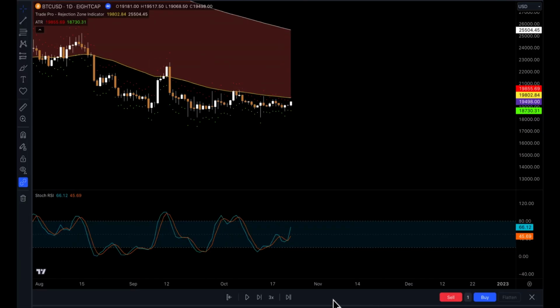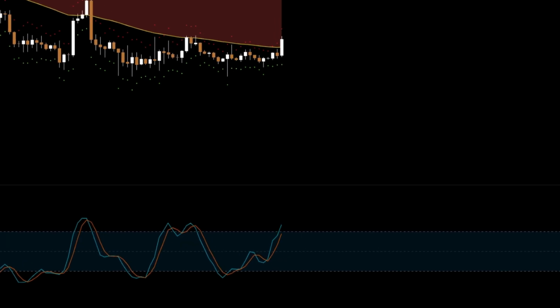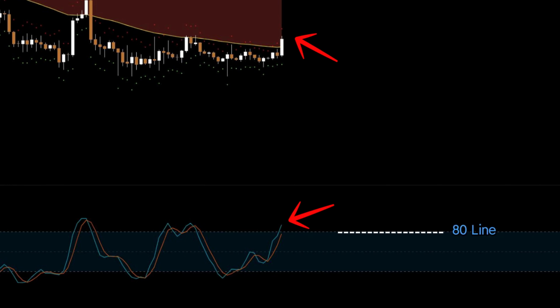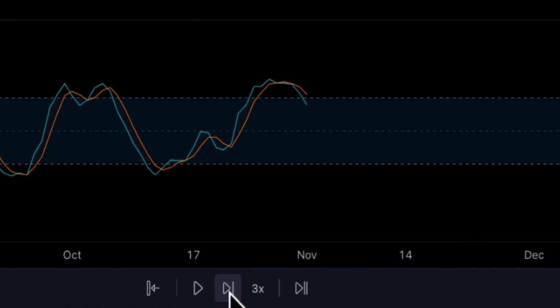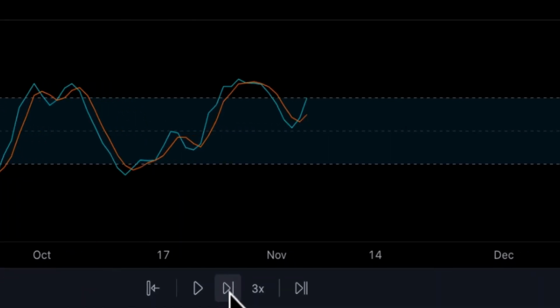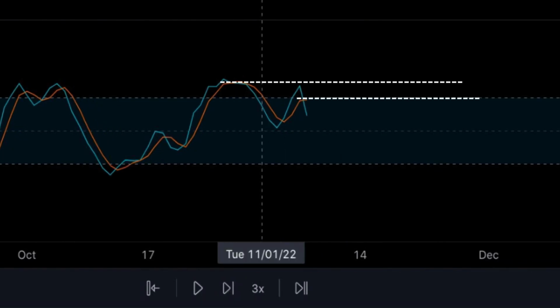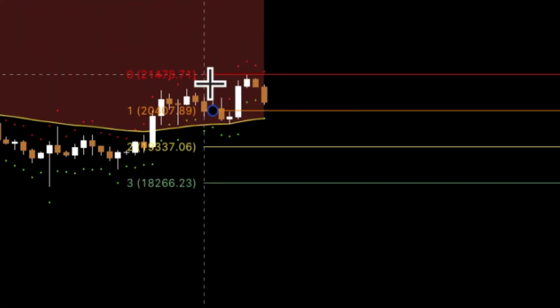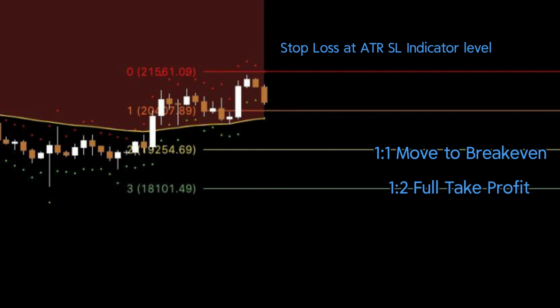targeting 1-to-1 to move your stop to break even, and then 1-to-2 to take full profit. For the short entry, when the 50 EMA is below the 200, we look for a pullback candle closing above the 50 EMA at the same time the blue K line rises above 80 on the Stochastic RSI. Then we watch for the blue line to cross down below the orange line, followed by another cross back up. When a second cross down happens below the level of the first cross, that's our signal bar. Set your stop entry order below the signal bar, stop loss at the ATR Stop Loss indicator, targeting first 1-to-1, then 1-to-2 to exit in profit.